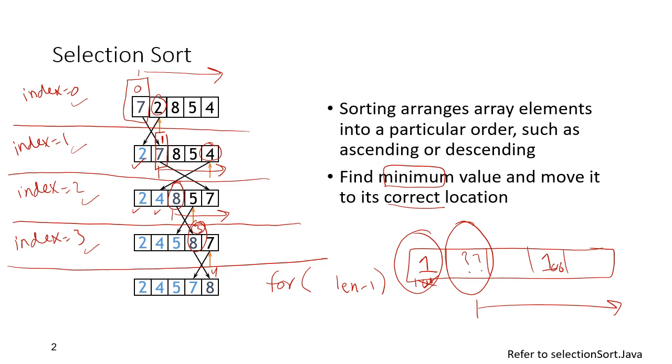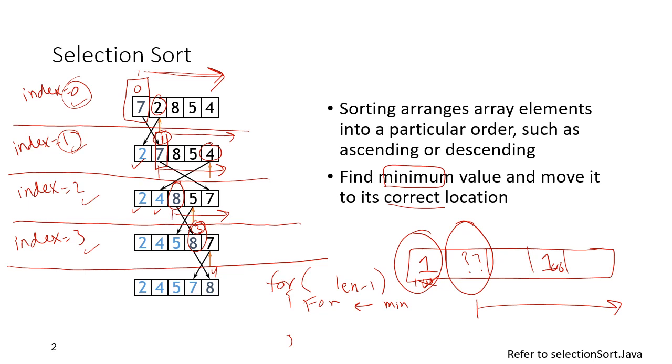Inside each one of these, I have to find the minimum. So inside the for loop, I have to do something similar to this. If index is 0, start from 0 till the end of the array to find the minimum. If index is 1, start from index 1 till the end of the array to find the minimum. So we should have another for loop, and the main aim of this for loop is to find the minimum value.